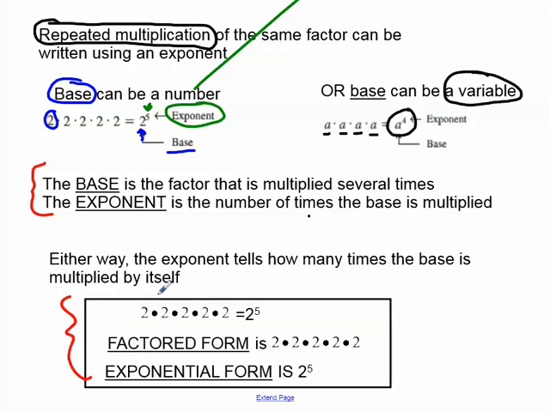These are all equivalent. 2 times 2 times 2 times 2 times 2 is 2 to the 5th power. Base is 2 multiplied by itself 5 times. In factored form, it's 2 times 2 times 2 times 2 times 2, a really long way to write it, especially when the exponents get pretty big. Exponential form is 2 to the 5th power, and we'll preferentially use this instead of the factored form.